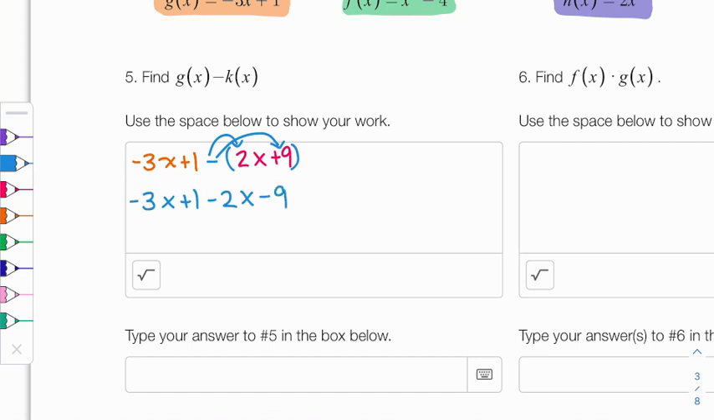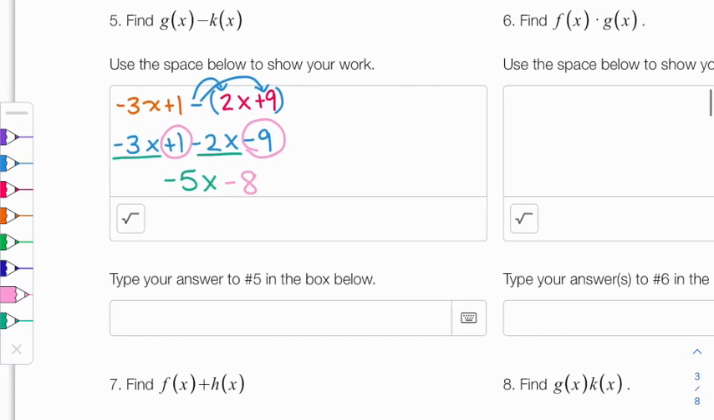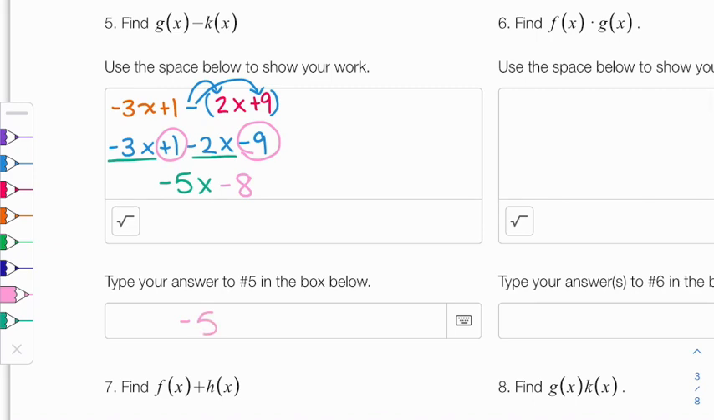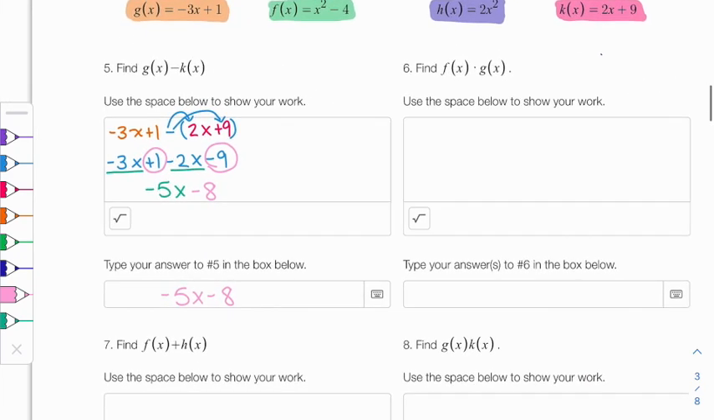And then I can combine my like terms, so negative 3x and negative 2x is negative 5x, and 1 and negative 9 is negative 8. So that's the new function that I've created by subtracting two existing functions.